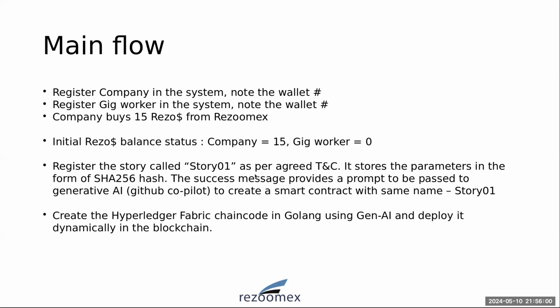It gives you a ready-made prompt. You can use that prompt and go to GitHub Copilot, and using the prompt, you generate a smart contract. Since we are using Gen AI, we are not actually doing any coding. The Gen AI will do the coding for you. We use Golang as our chain code language. Once this prompt comes, it will create this smart contract code in Golang using GitHub Copilot, which I'll demonstrate, and then that gets deployed. We have a script which deploys it on the blockchain, so that now this smart contract sits on the blockchain.